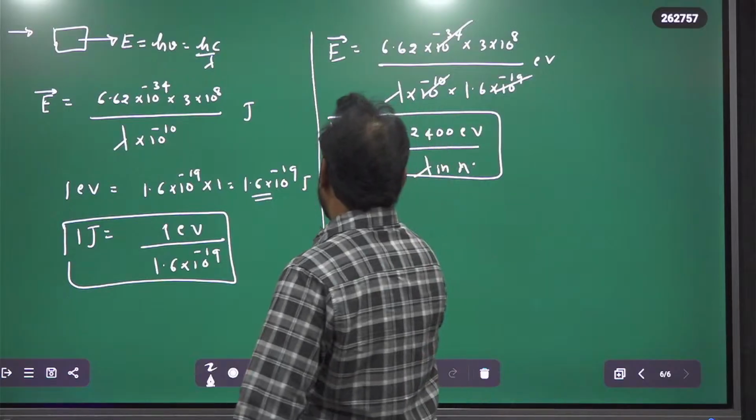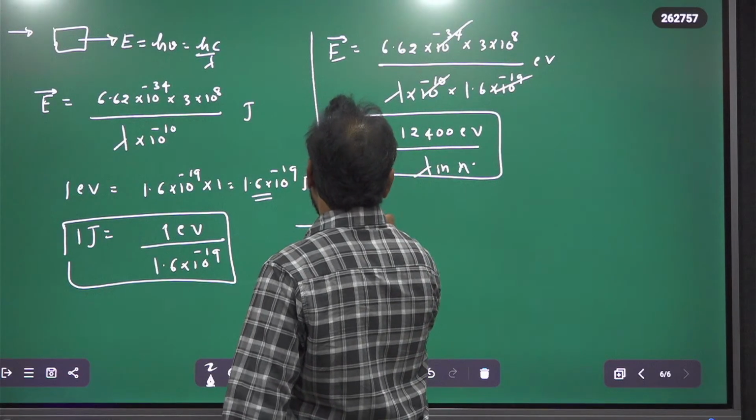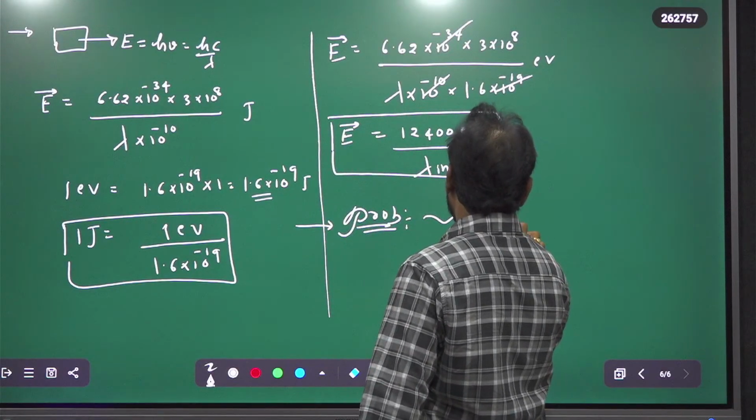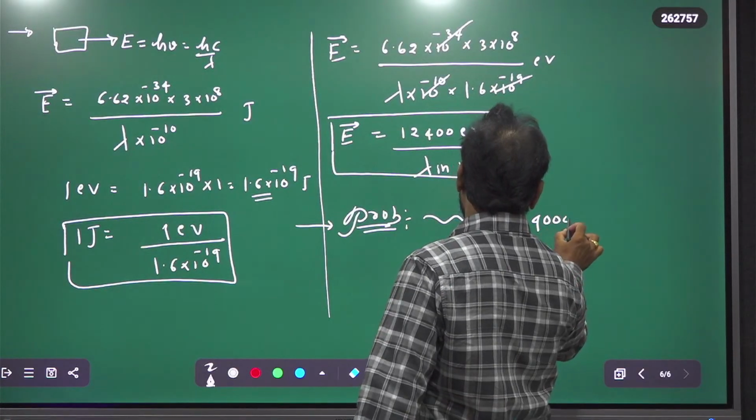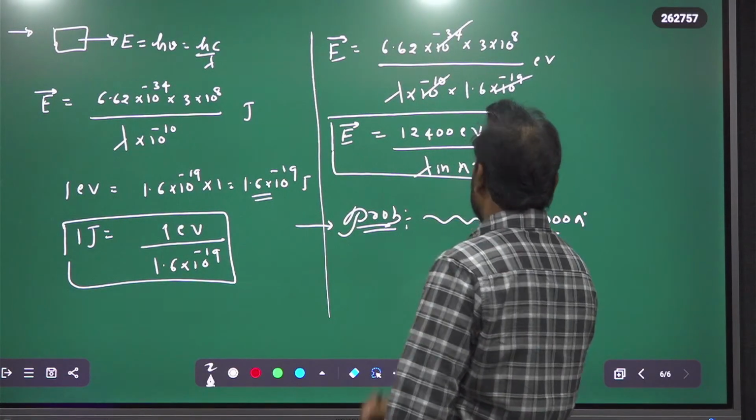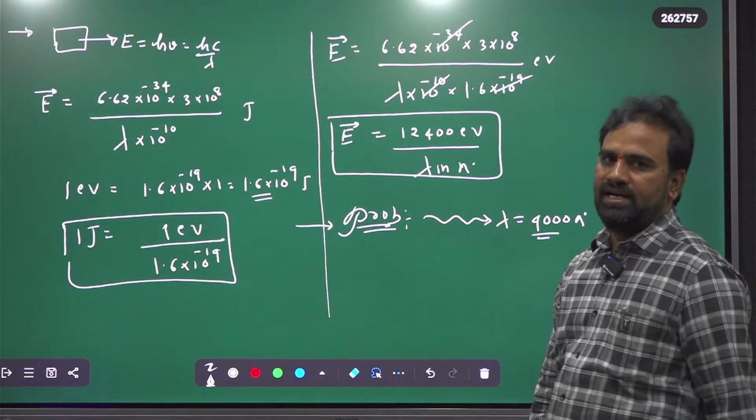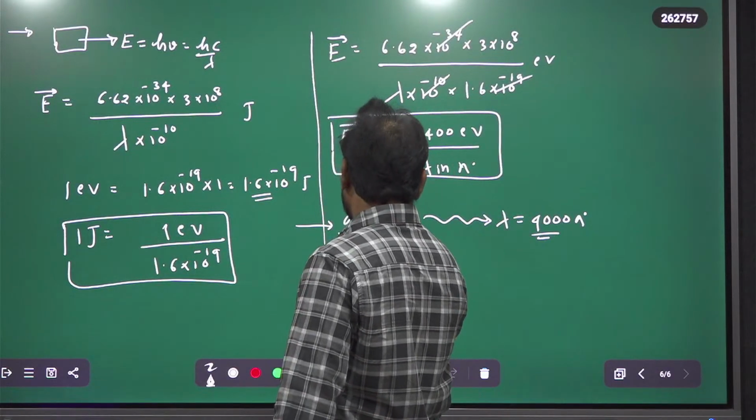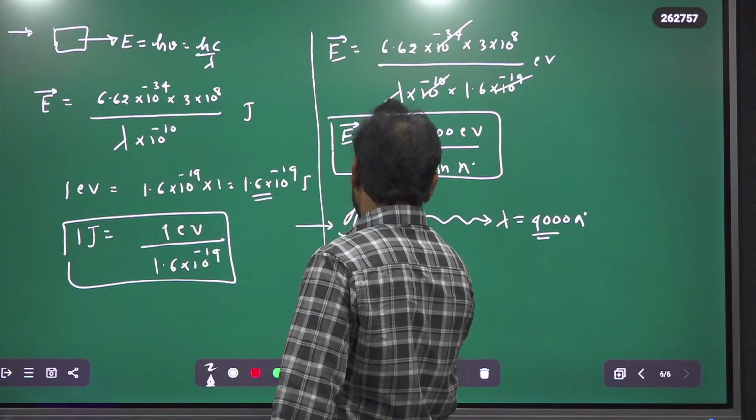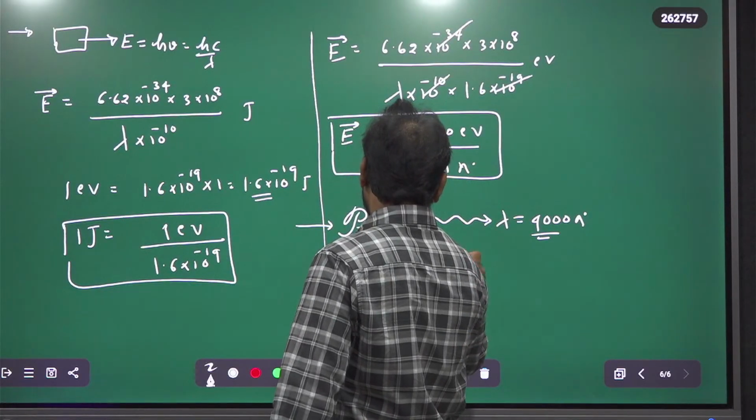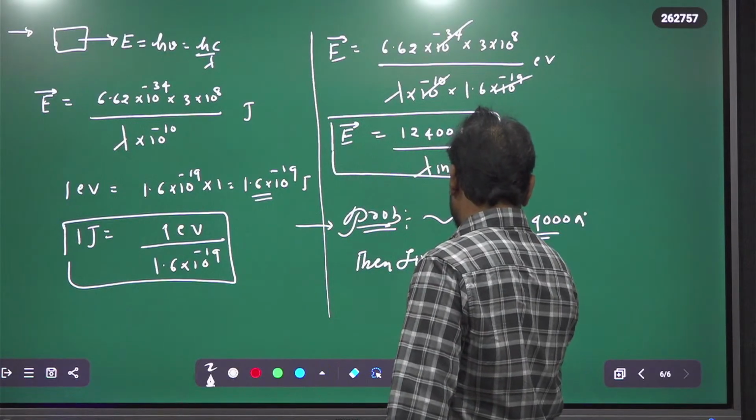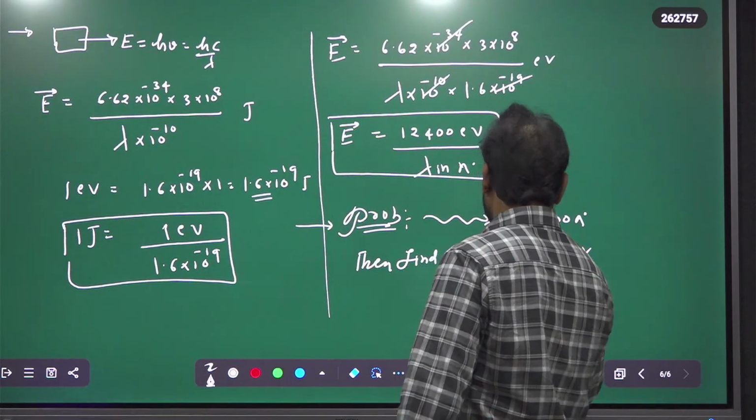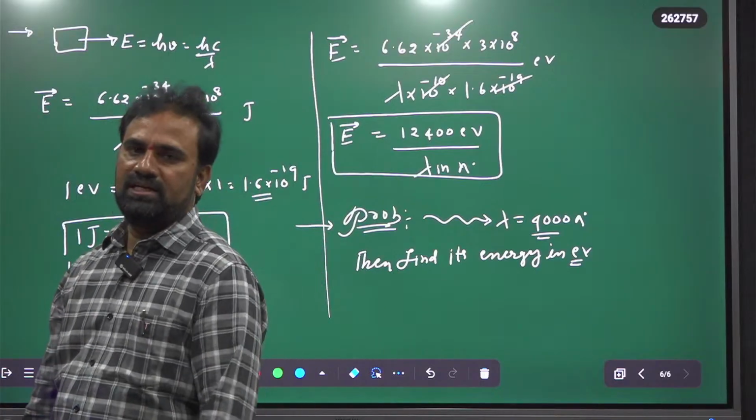So based on the concept, problem C: a light radiation consisting of wavelength lambda is equal to 4,000 angstroms. A light radiation is consisting of a wavelength lambda equal to 4,000 angstroms. Then find its energy. Find its energy in electron volts. We have to calculate the energy of the light radiation in the form of electron volts.